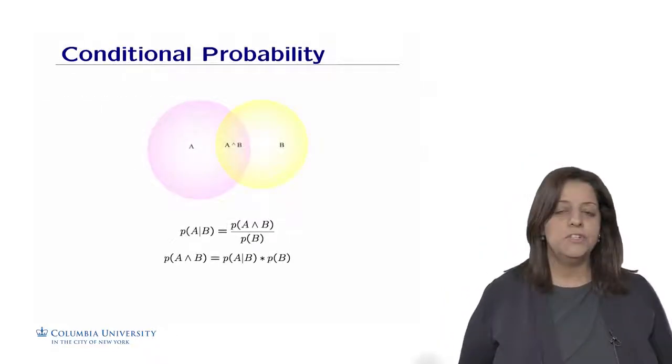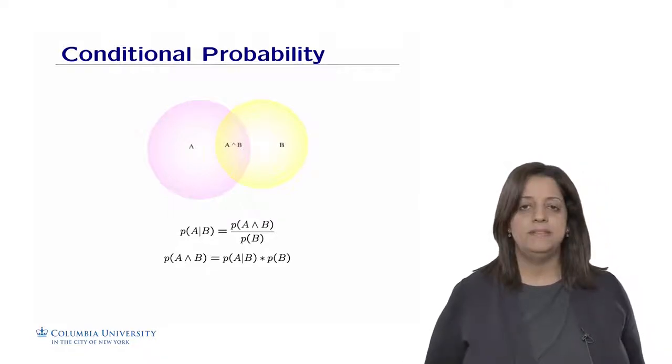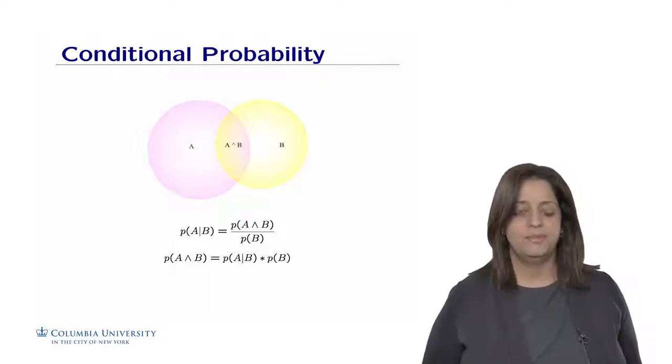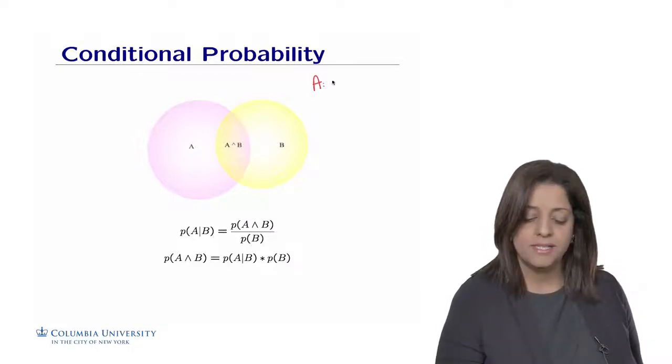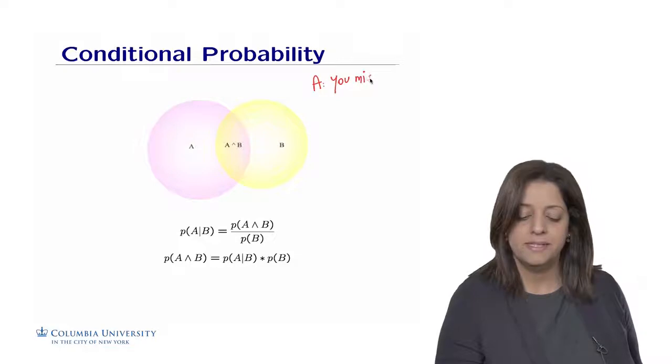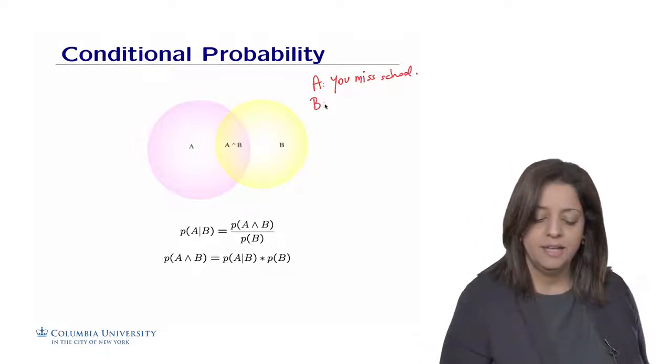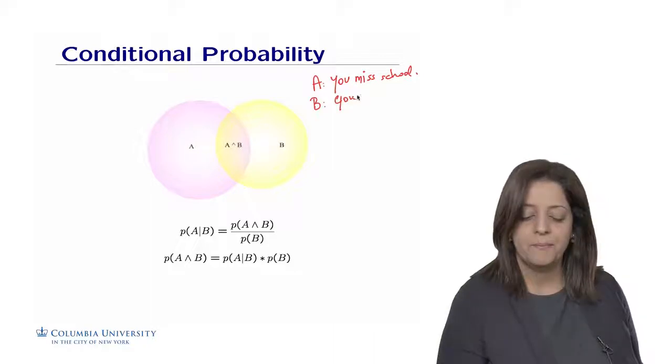Before we dive in, let's first recall an important concept in probability called conditional probability. So conditional probability is the probability of an event happening given that another event happened. For example, suppose you have an event A, which is the event that you miss school, right? The event B being your clock didn't work in the morning, failed.